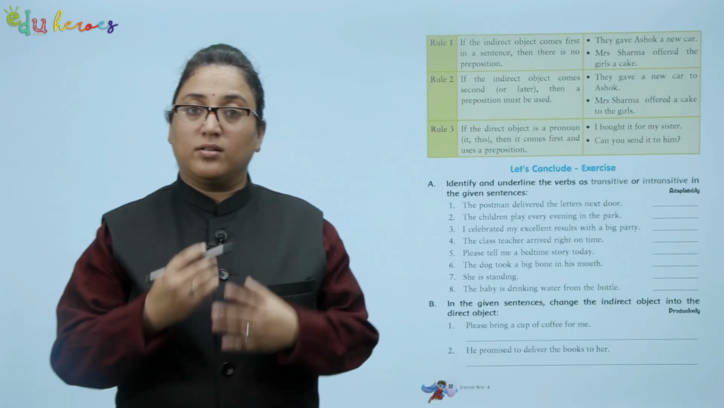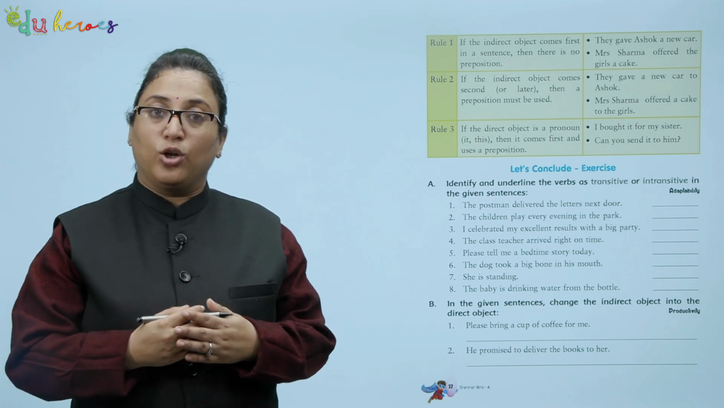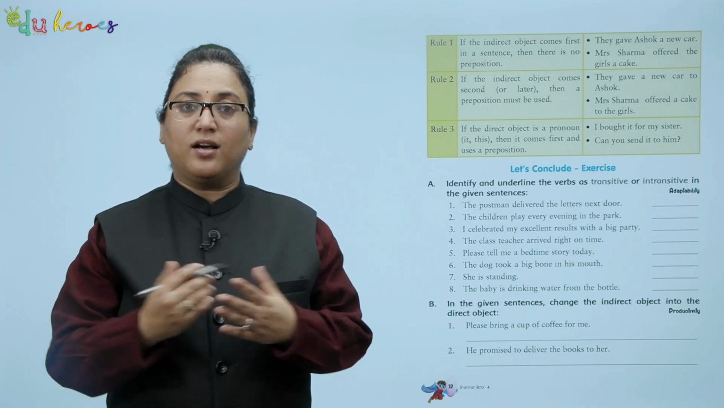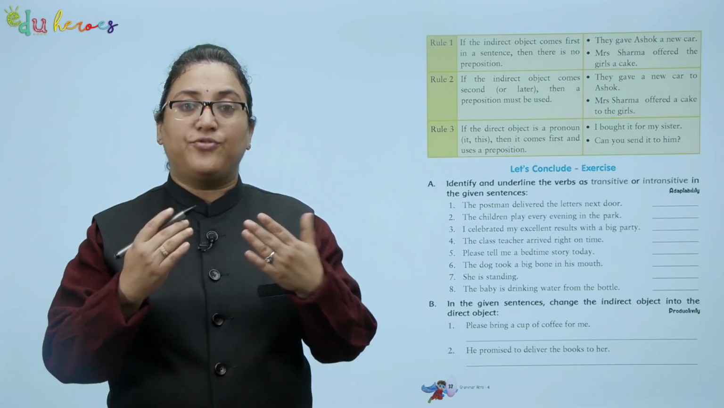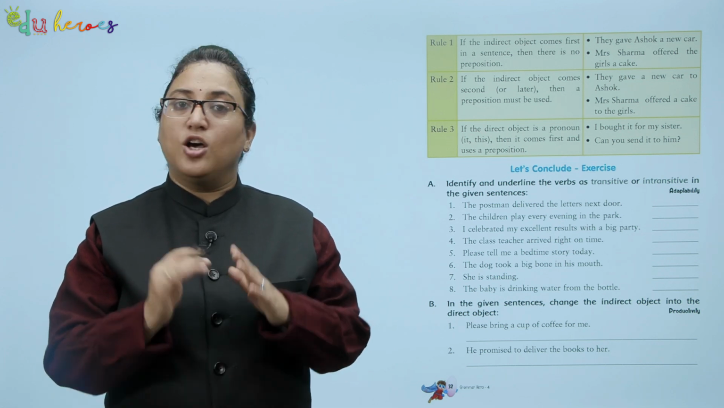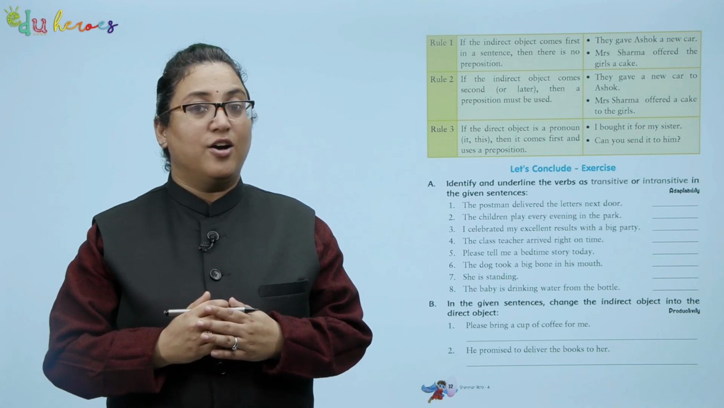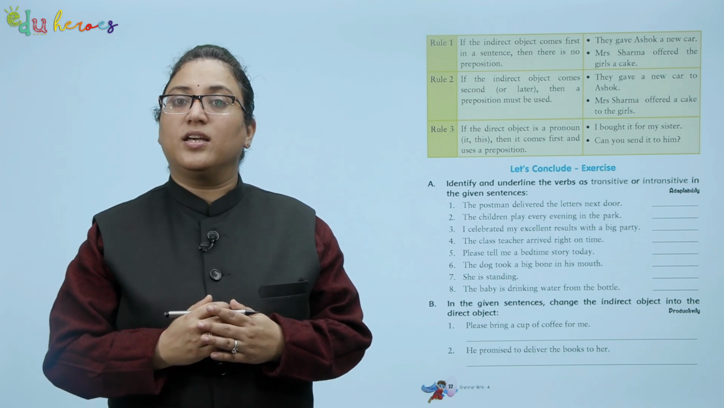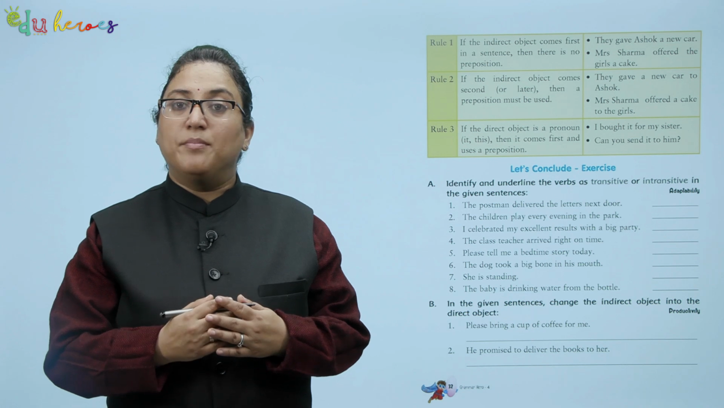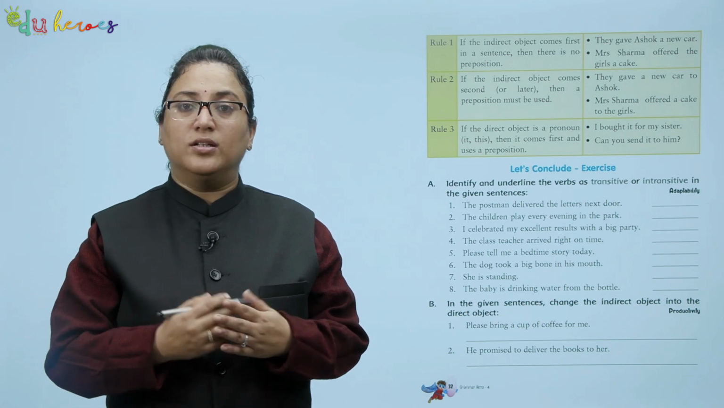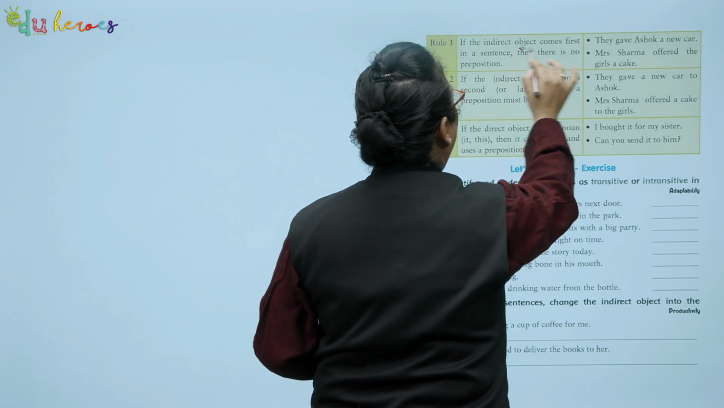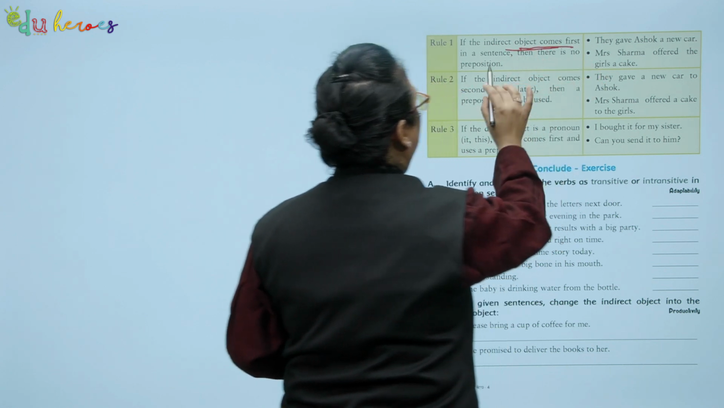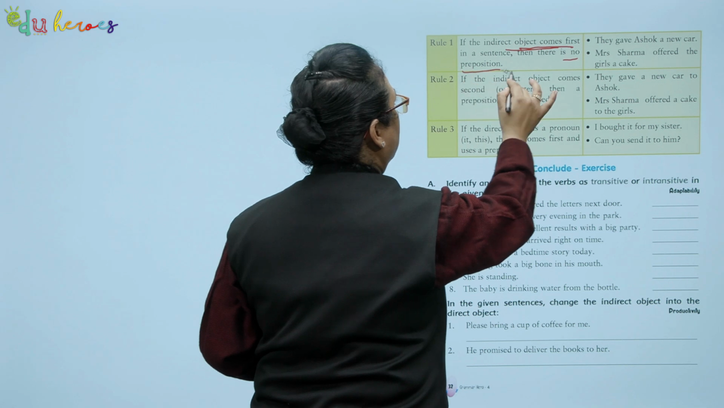Let's see what are the important rules to follow ताकि हम कोई भी mistake ना करें. Rule 1. If the indirect object comes first in a sentence, then there is no preposition. For example, they gave Ashok a new car. Mrs. Sharma offered the girls a cake. So important thing is, if the object comes first, then no preposition.